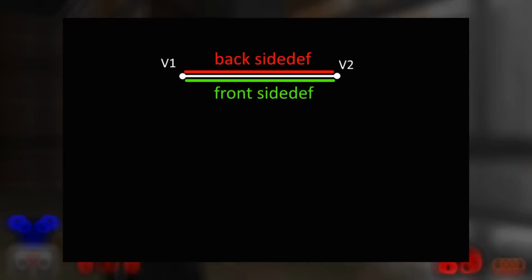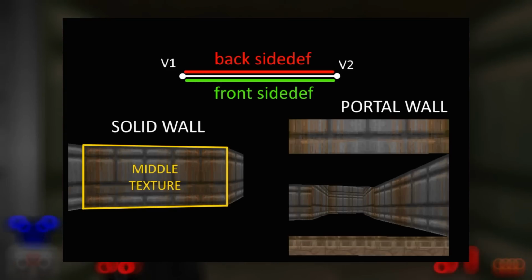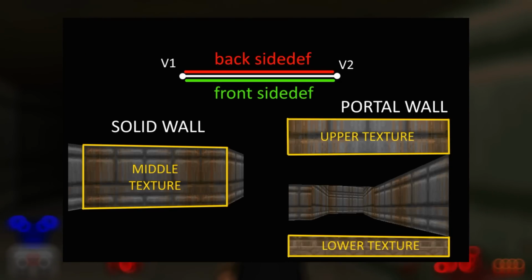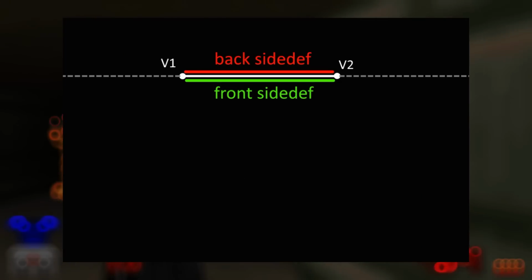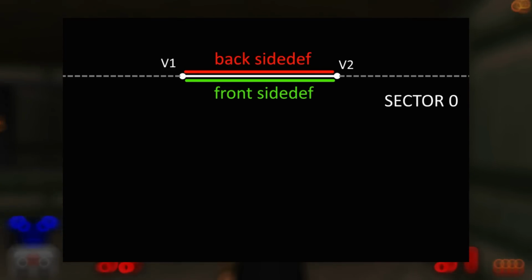There are three types of textures in Doom. Solid walls have a middle texture, and portal walls usually use upper and lower textures, and there are cases when all three textures are applied. The side def also has information about belonging to a sector, and a sector is another concept that we need to consider.